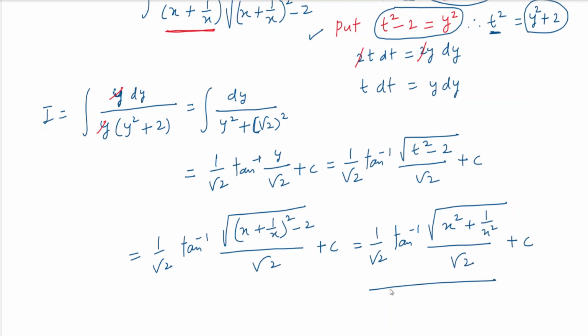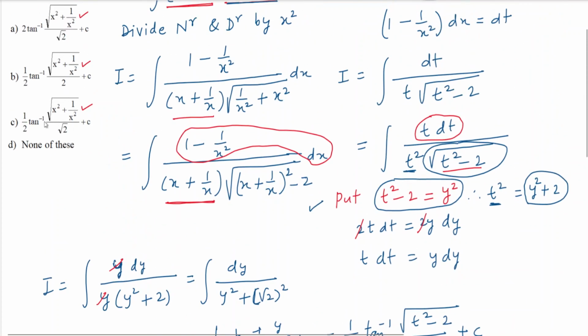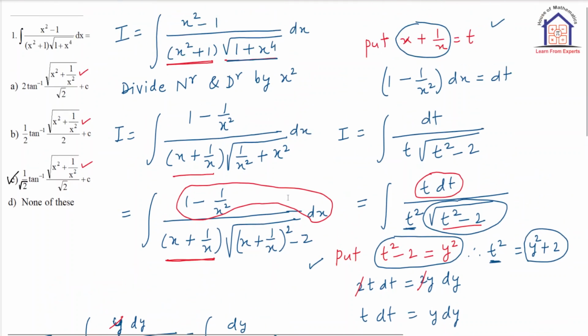So this is the integration of the given function, 1 by root 2 tan inverse of x square plus 1 by x square by root 2 plus c. So answer option C is correct here, but here is one printing mistake. Here should be root 2. So it is 1 by root 2 tan inverse of x square plus 1 by x square by root 2 plus c. So students, this type of integrals are very, very important for JEE Main. Please observe all the terms, all the steps, how I have used the substitutions to evaluate this integral.